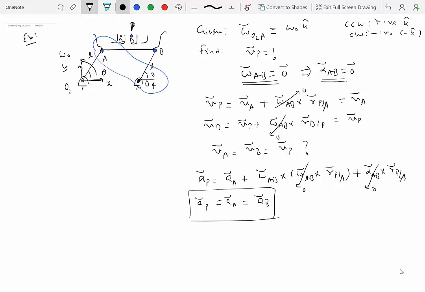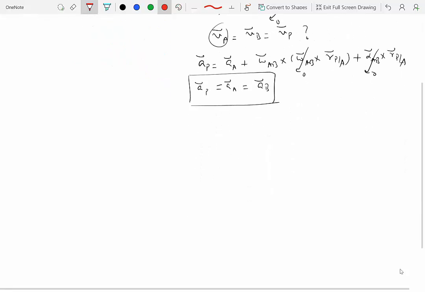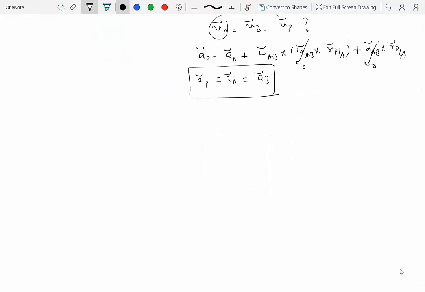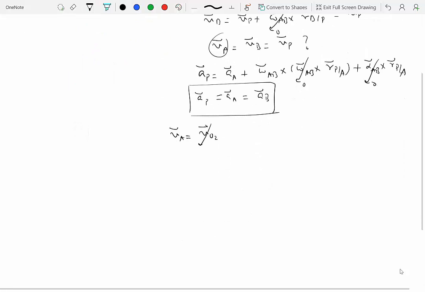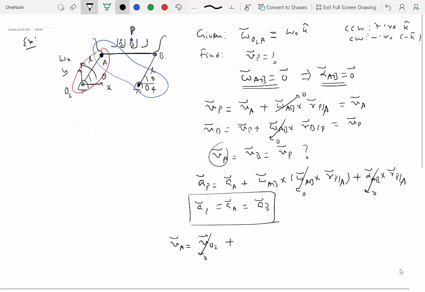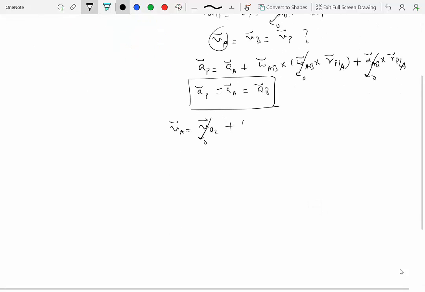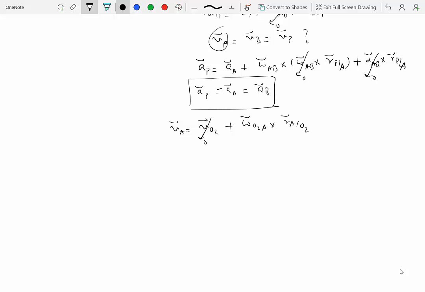But we just determined the velocity of point P is the same as the velocity of A. So if I can write the velocity of A, then our job will be done. Now if you look at the link O2 to A right over here, we can relate the velocity of A with the velocity of the point O2 on this rigid body. So let's do that. Velocity of A, choosing the velocity of O2 as a reference point, and since O2 is a fixed point, I know its velocity is actually 0, is this plus omega of O2A cross R of A with respect to O2.